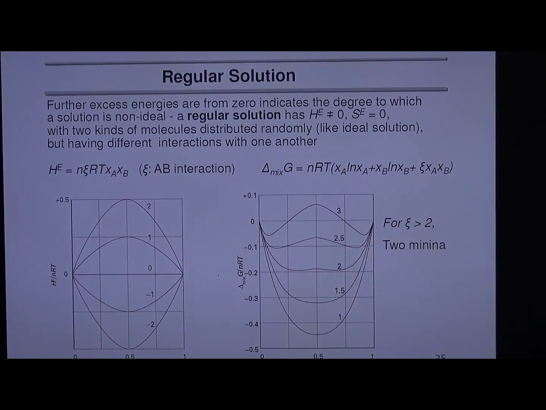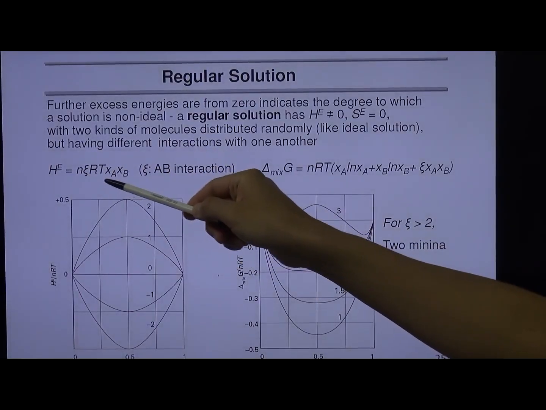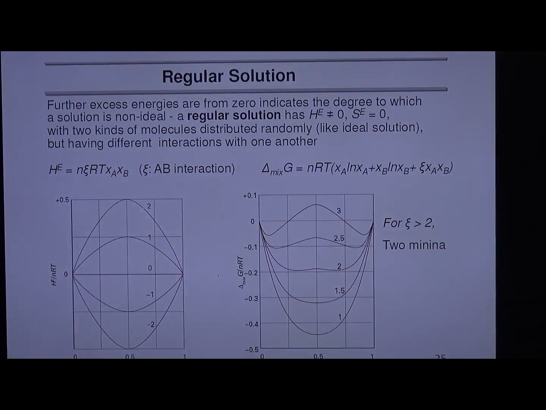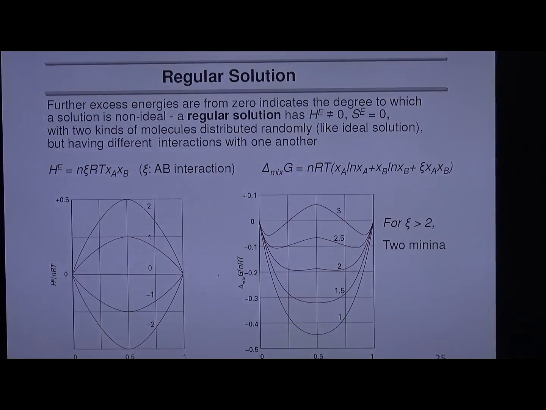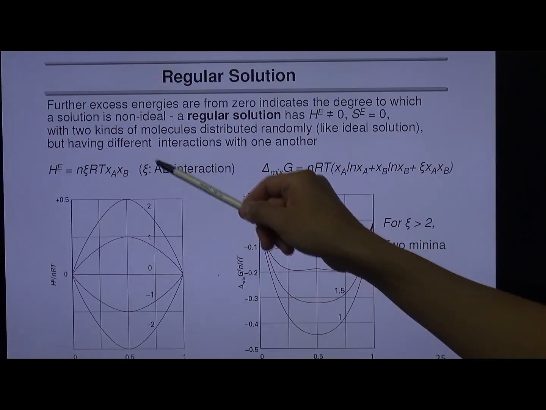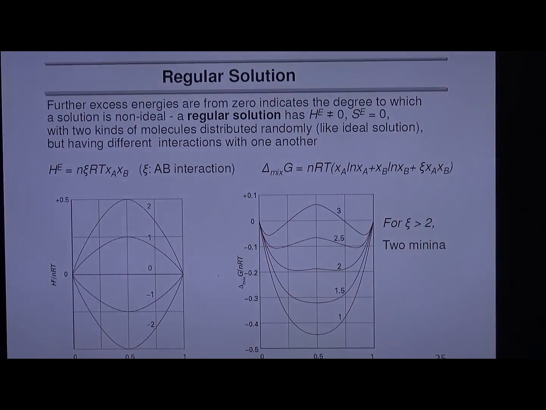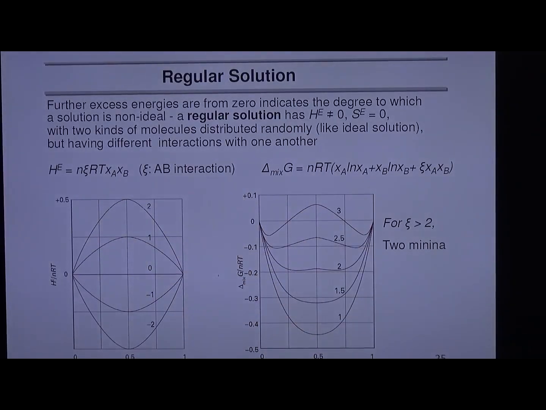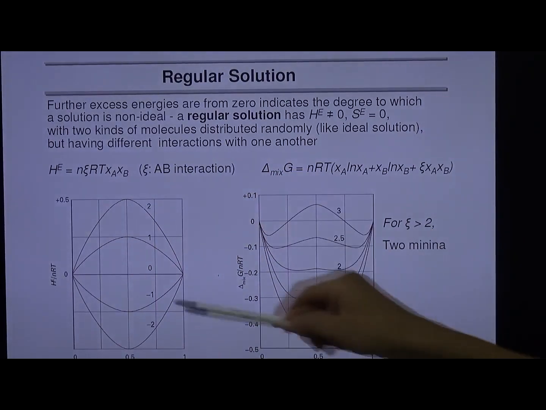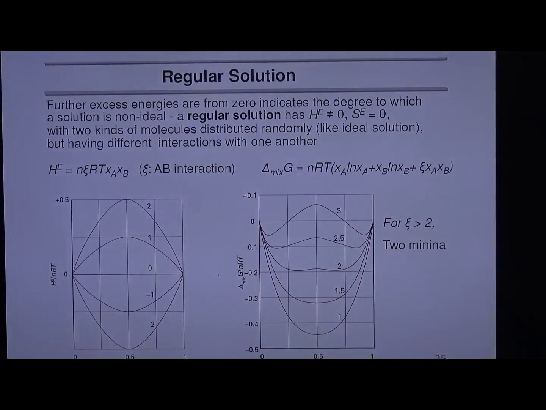So the excess enthalpy depends on the number of moles, basically the composition. And also it depends on molecular interactions. So for example, if this psi is a positive number, then excess enthalpy is positive, like this. If psi is negative, excess enthalpy is negative. So depending on the sign of this constant, you'll have a different sign of excess enthalpy.